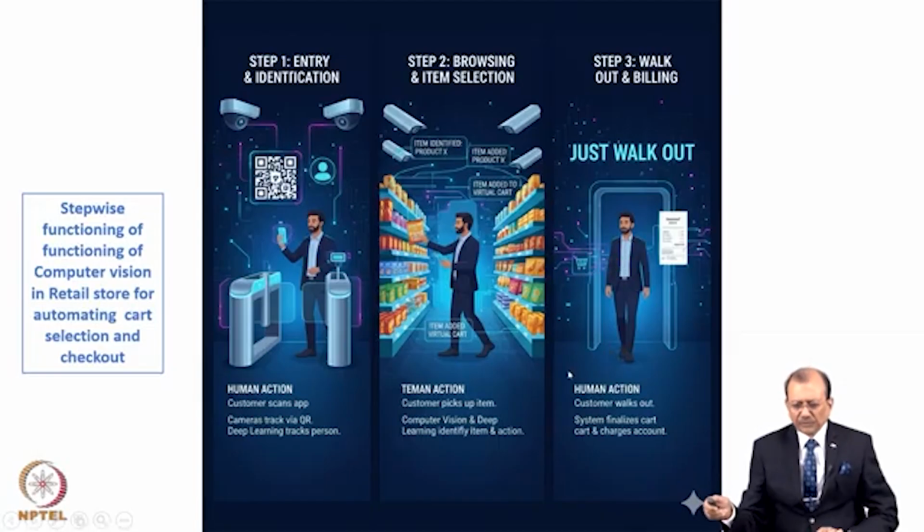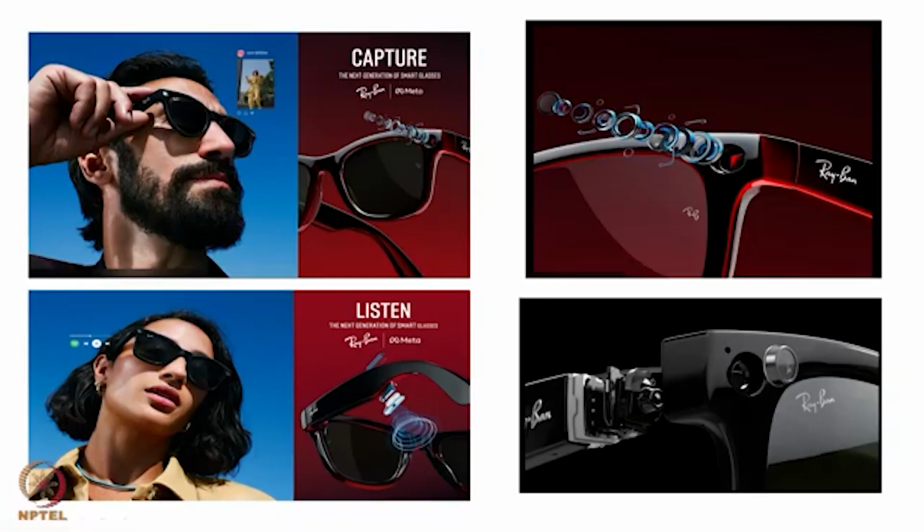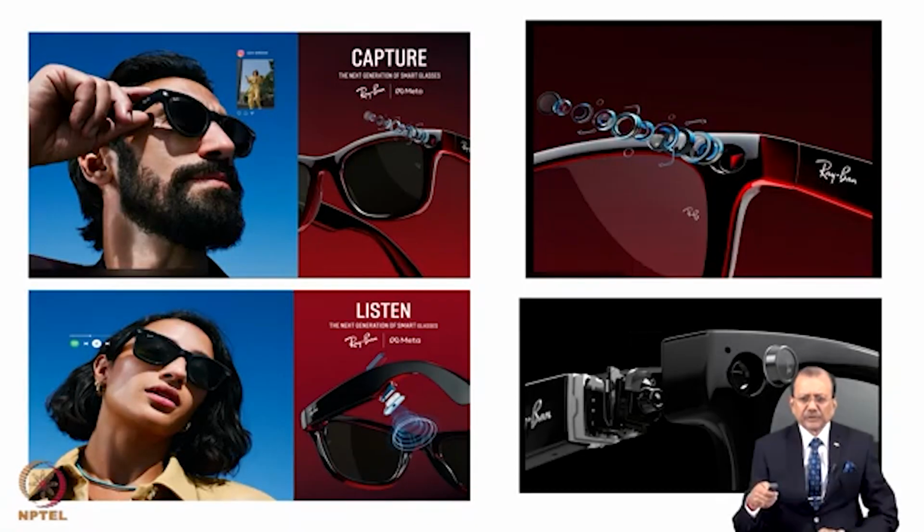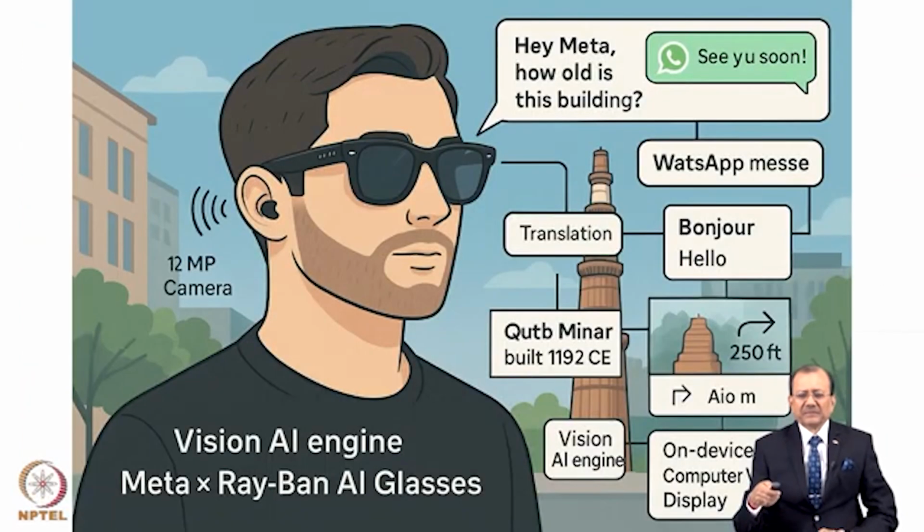A very latest example: Meta and Raymond have joined hands, and they have launched a very new type of spectacles which have, I will say, magical kinds of functionalities. Like I am wearing my spectacles, it only provides me eye vision. It corrects my eye vision. But this kind of intelligent spectacles which Meta and Raymond have come out with have multiple other facilities.